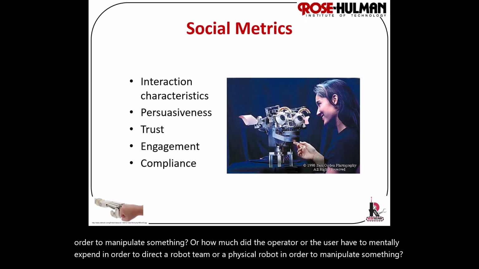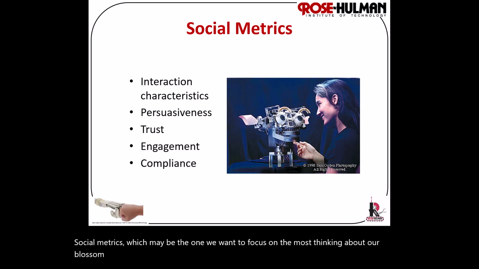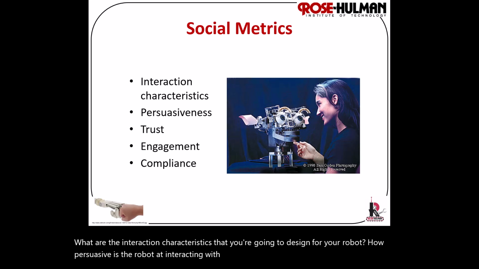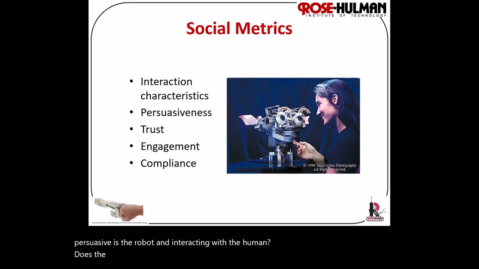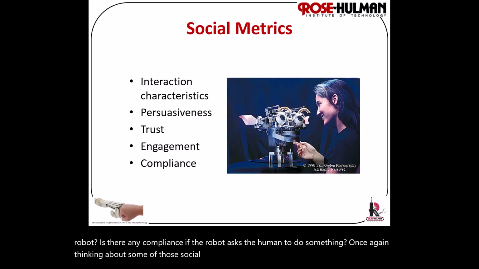Social metrics, which may be the one we want to focus on the most, thinking about our Blossom robots. What are the interaction characteristics that you're going to design for your robot? How persuasive is the robot at interacting with the human? Does the human appear to trust the robot? Is the human actively engaged socially with the robot? Is there any compliance if the robot asks the human to do something? Once again, thinking about some of those social characteristics we talked about before in terms of what the human is expecting, visceral factors to receive from the robot, etc.